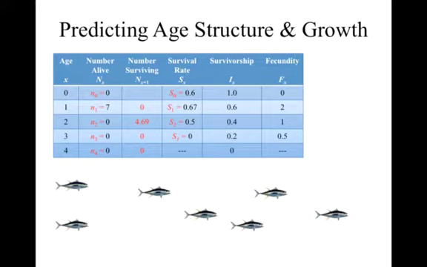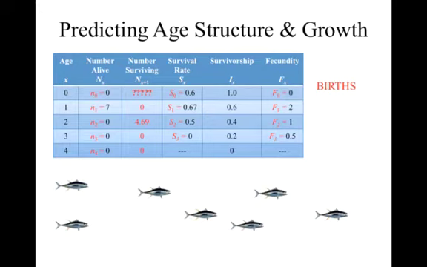But you'll notice one row is missing. What do I do about year 0 fish? Year 0 fish don't appear by aging in from a previous age class, right? How do year 0 fish appear? Year 0 fish appear by being born. So in order to fill out that row, I need to look at fecundity. I need to look at how many babies are going to be born, because that's where I'm getting my year 0 fish from. And so in that final column, I have my fecundities.